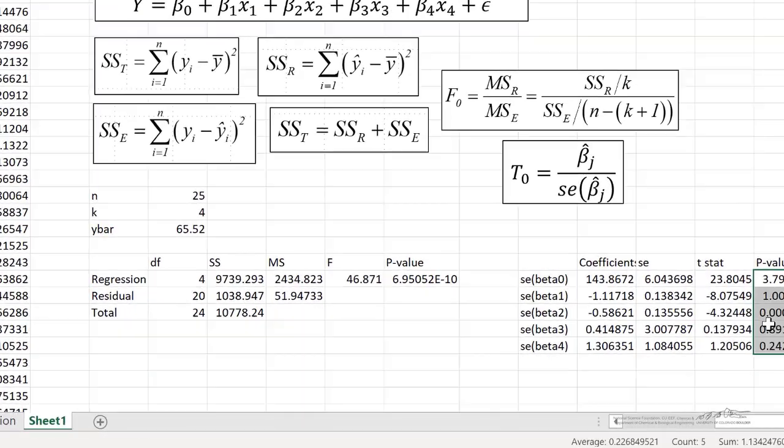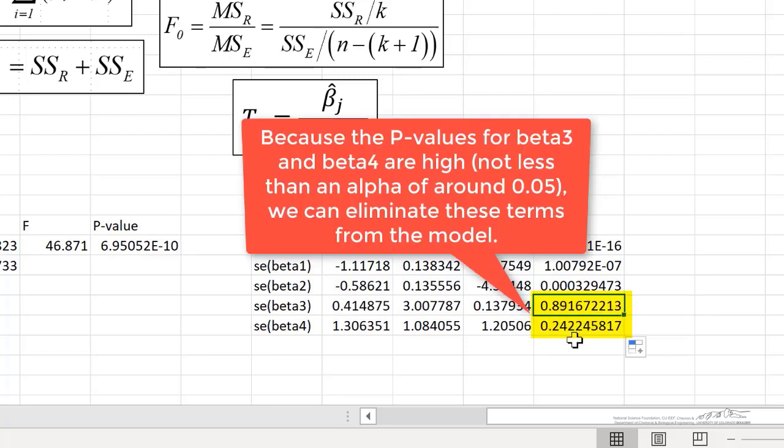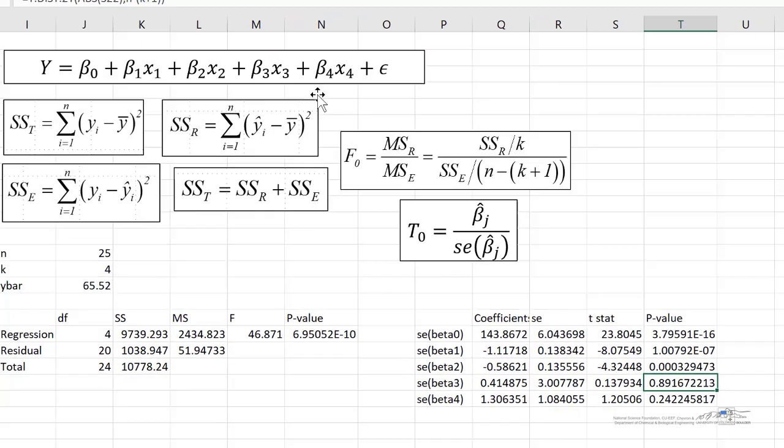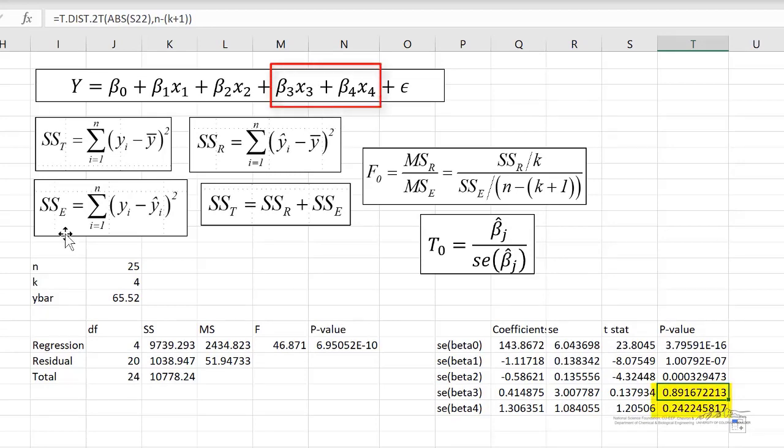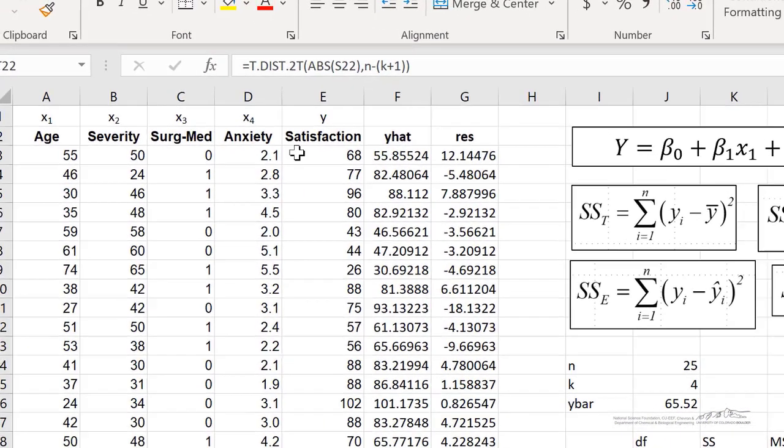Now, what this is telling us, if we look at the p-values, you see that beta 3 and beta 4 have p-values of 0.89 and 0.24 respectively. The conclusion that we make is that those two terms, if we look at our model here, are not significant. And if we look at what x3 and x4 are, that means that whether or not the procedure was a surgical procedure or a medical procedure, that has no bearing on satisfaction, and neither does anxiety. Only these first two, age and severity, have a bearing on satisfaction.